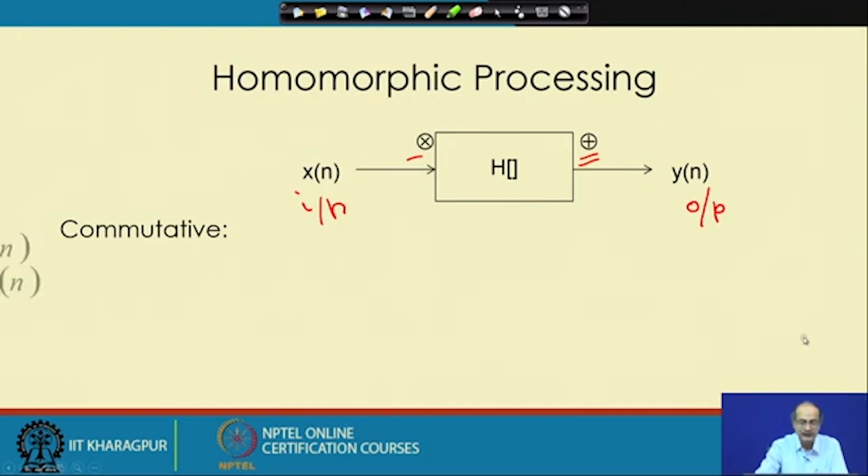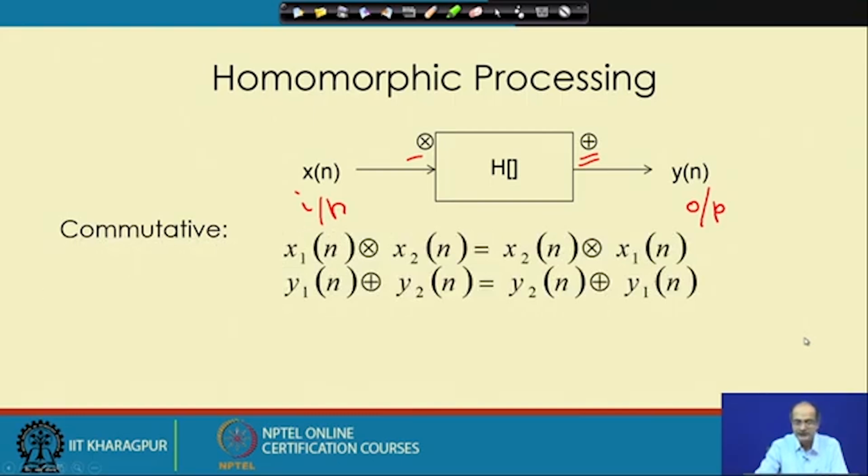Now, in this case, these operators also have some more properties. First is that it is commutative. Commutative means the order of operation can be changed. In real life, many things are not commutative. If you look at day to day tasks or operations, there are a lot of them that are not commutative in nature.